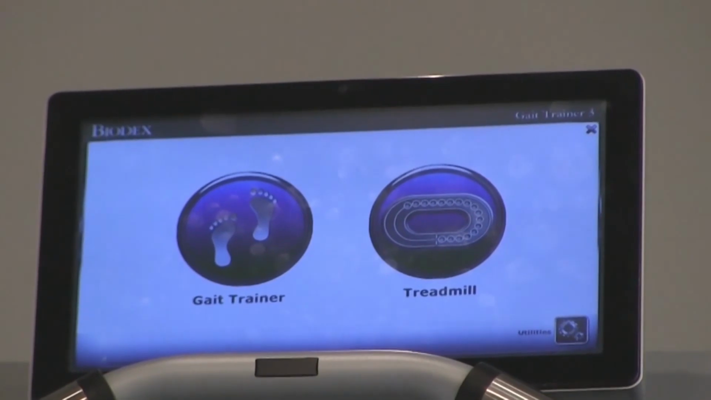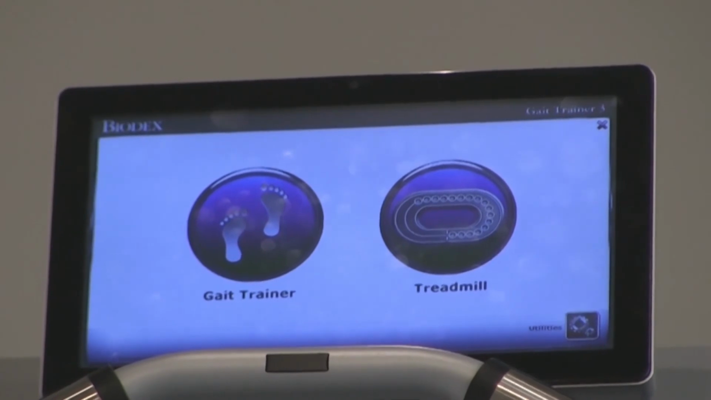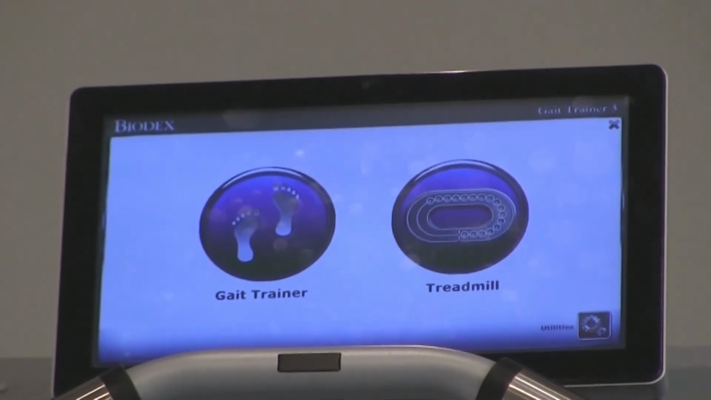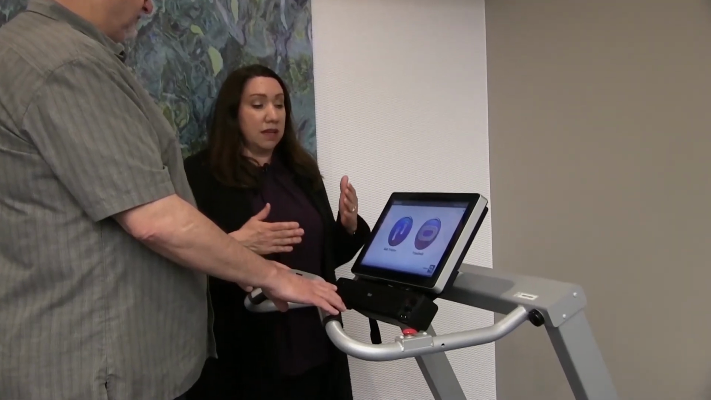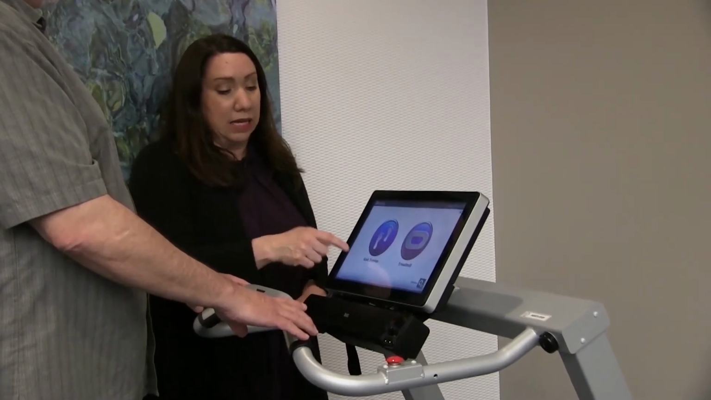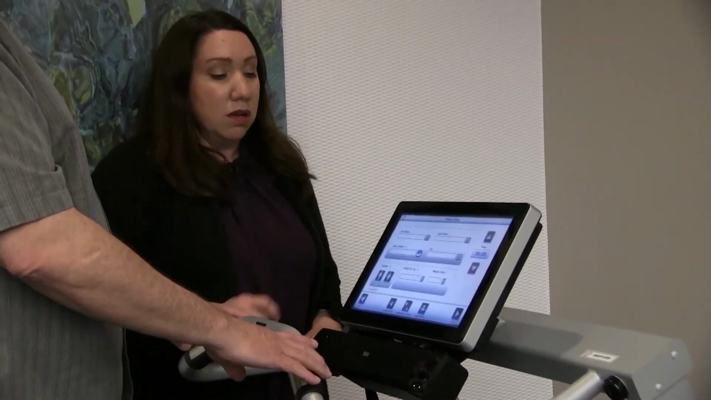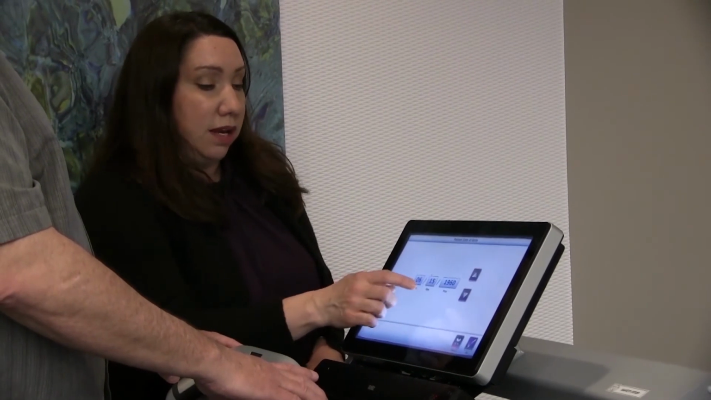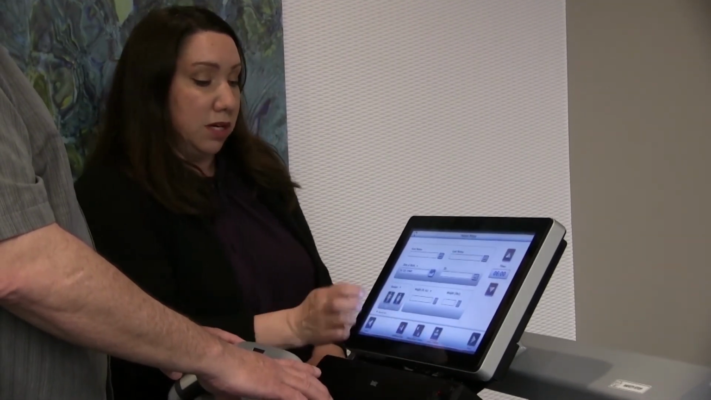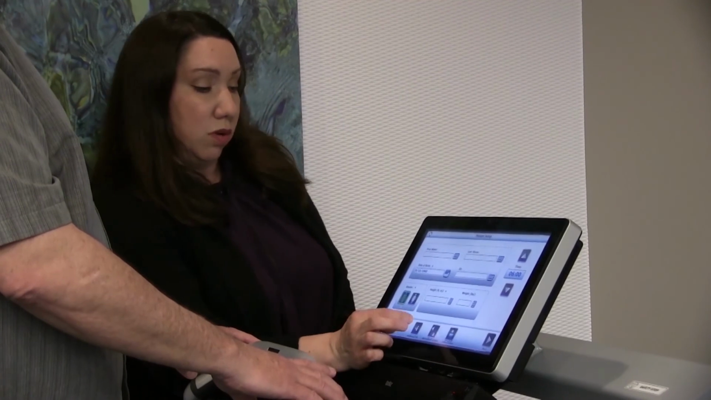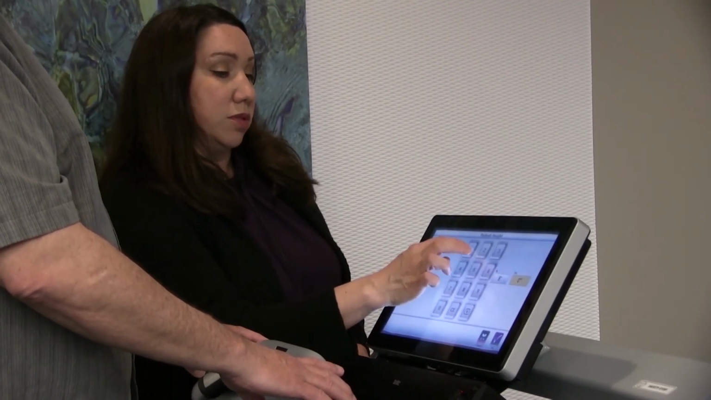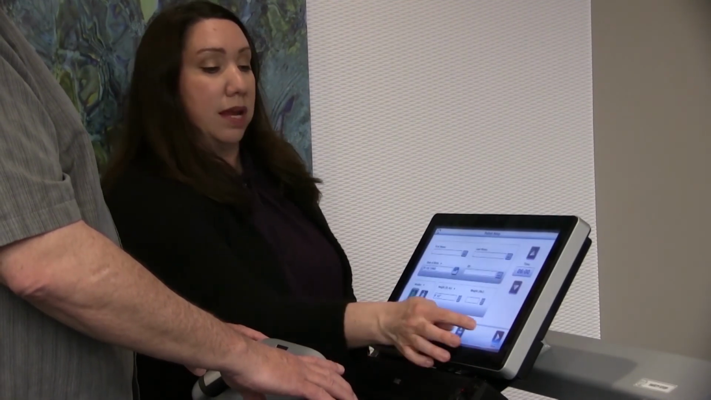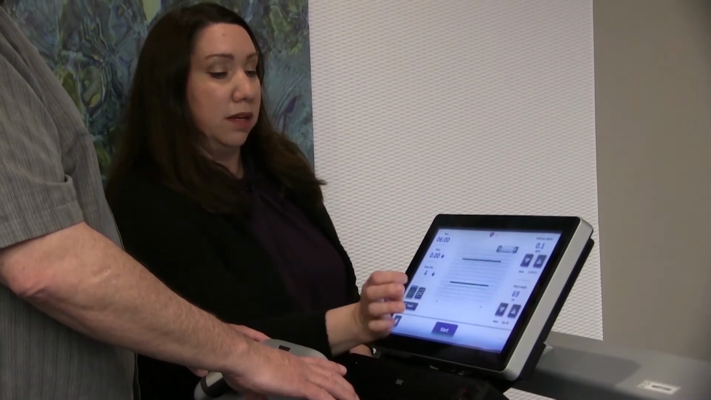So here on the screen, you're going to see there's an option for a gait trainer and a treadmill. So you can use this product as a treadmill as well, but obviously the significance of the product really is in the gait training capabilities. So I'm going to once again enter in the demographic information to ensure that I am able to pull up that comparative analysis at the end for that results page.